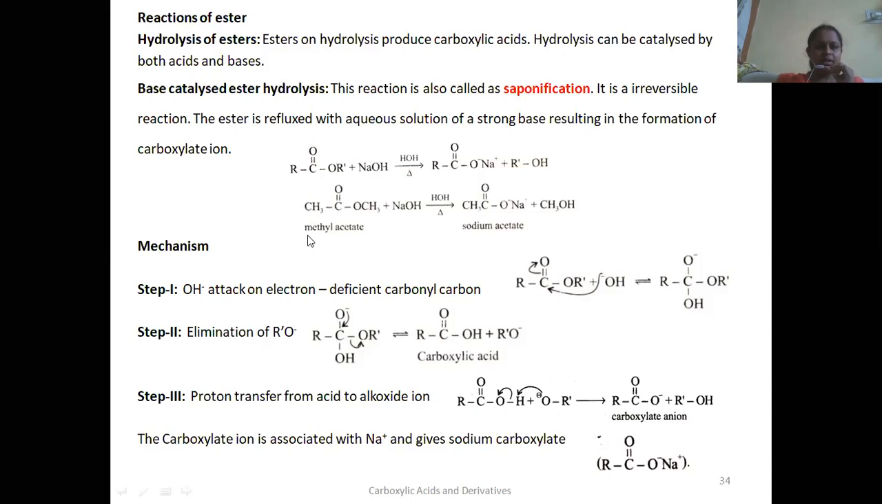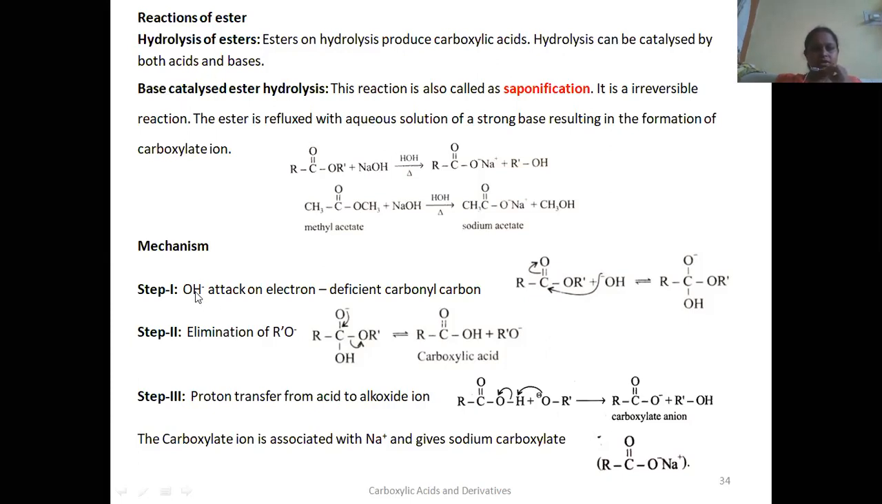What is the catalyst here? We are doing this reaction in the presence of base. Base is the catalyst. So since the catalyst is a base, it will initiate the reaction. So how does it initiate? If you see this OH, it is an electron rich reagent. Electron rich reagent means what? It is a nucleophile.